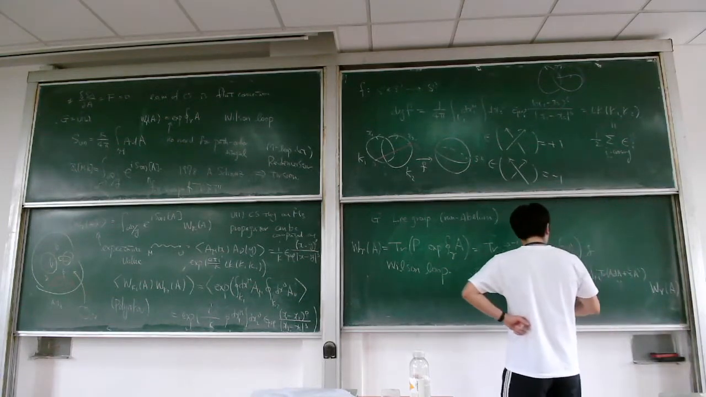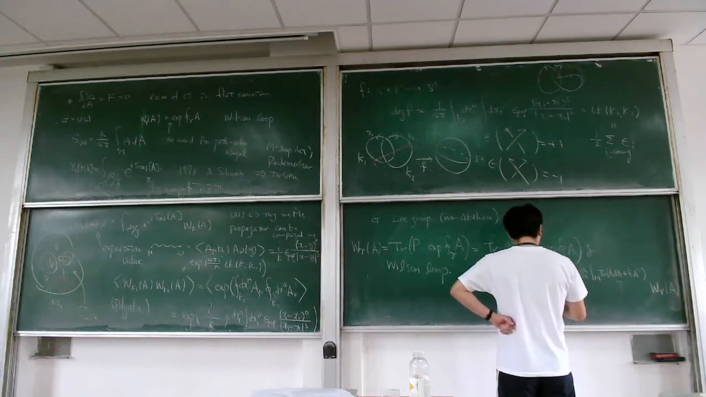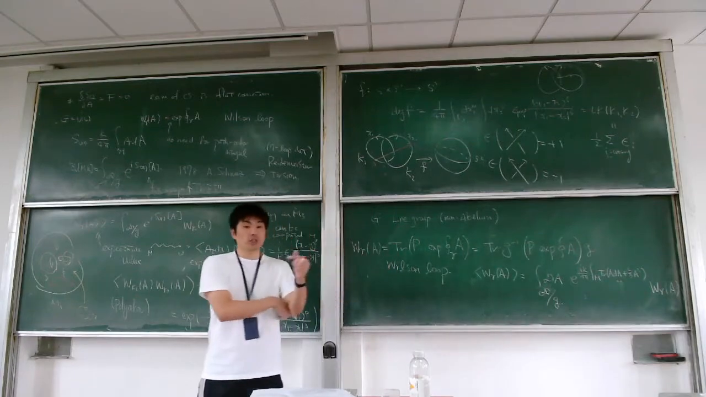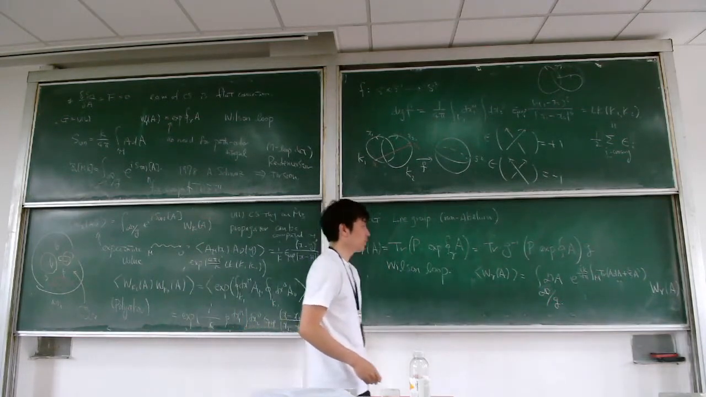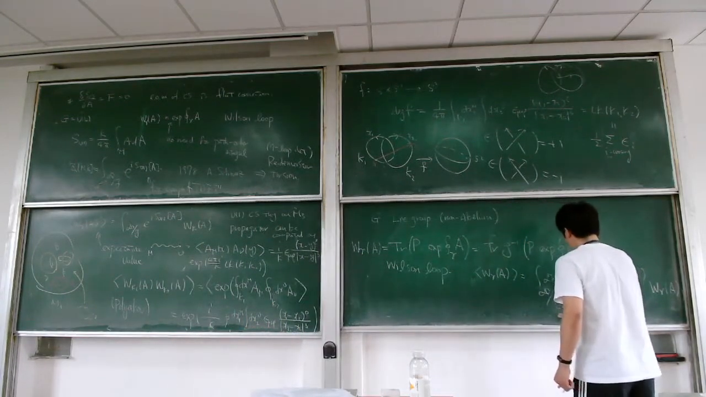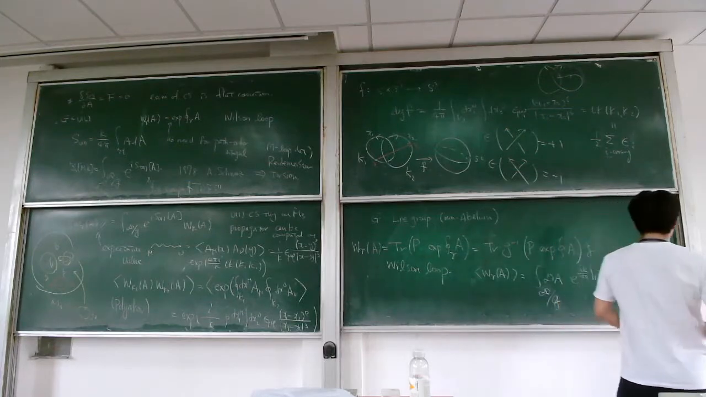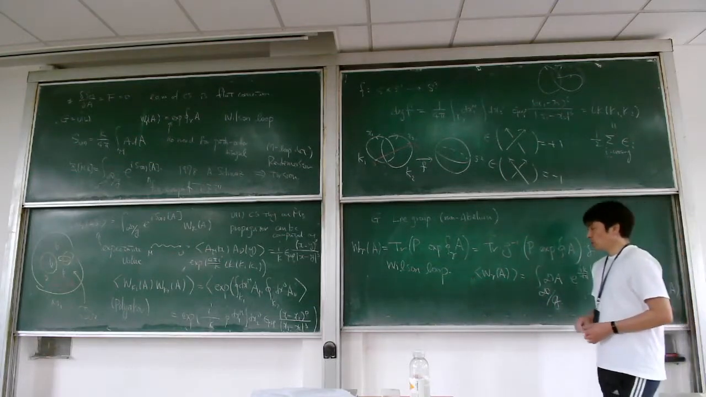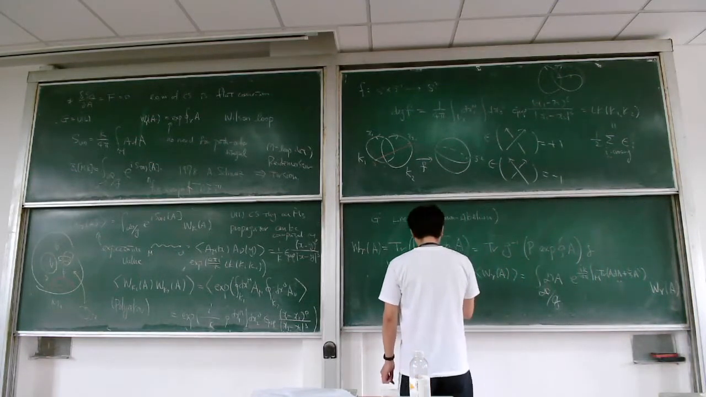Oh, sorry. So this is not M, sorry. Space of connection divided by gauge group. So you just consider expectation values of Wilson loop, and this will give you so-called invariants of knot.